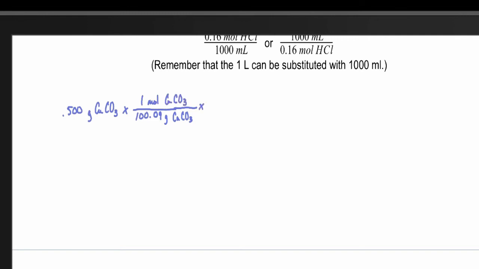Now we do the mole to mole conversion, which, as you remember, is done in every stoichiometry problem we've ever done and ever will do. So 1 mole of the calcium carbonate is going to require 2 moles of our hydrochloric acid.